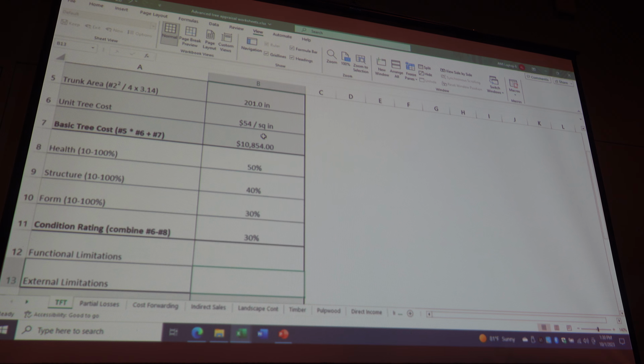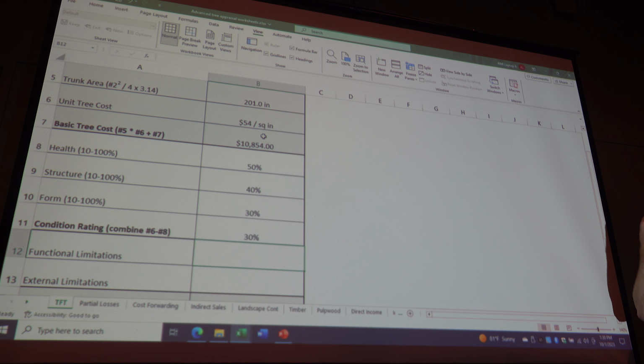All right, functional limitations. Now we're talking about species and its interaction with the site. Has the species of the tree changed as a result of the failure? No. I know it sounds obvious, but I have to ask that question. Has the site of the tree changed as a result of the failure? No. Okay. Has the interaction of the species and site changed as a result of the failure? Yes.